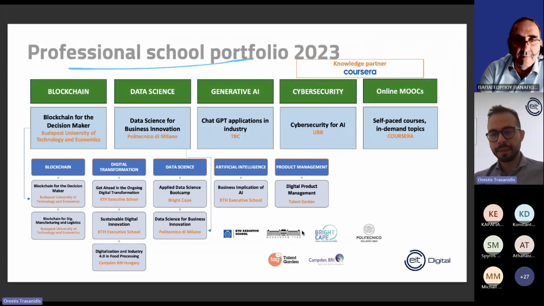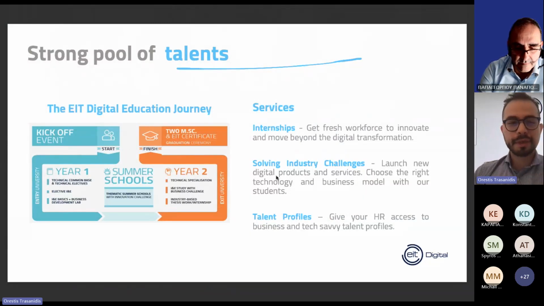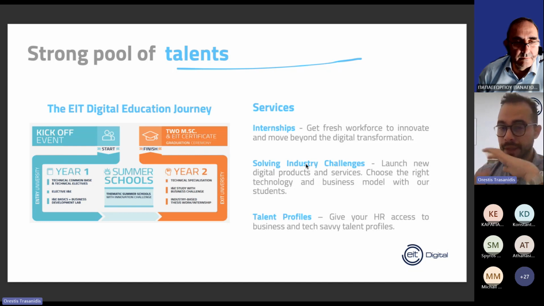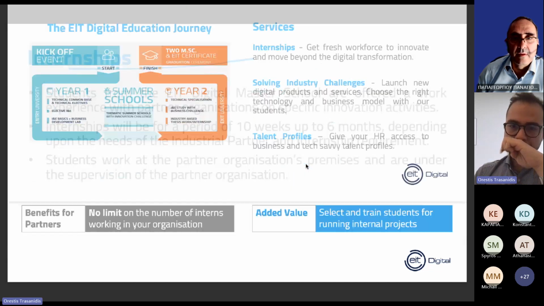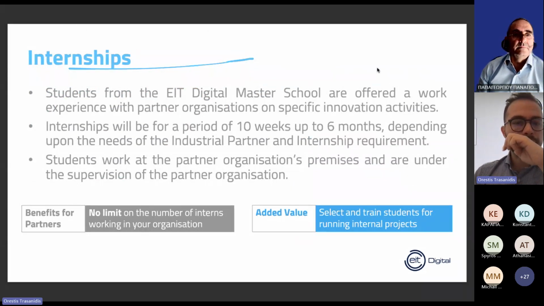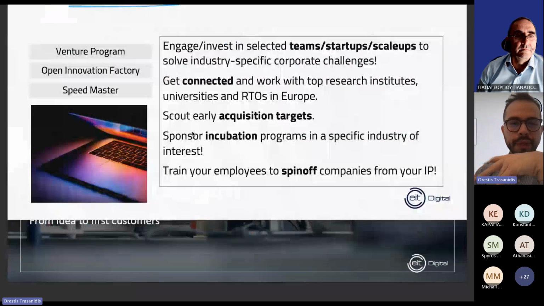So I'm going through the professional school very quickly, 62 slides, and I promised that I'm not going to use them, but this is what I just described: how we use internships and solving industry challenges in our educational program. But this is really important. Then you have a person who is already specialized to your needs, and someone who could really be useful and create value immediately. So this learning curve can be optimized as much as possible.